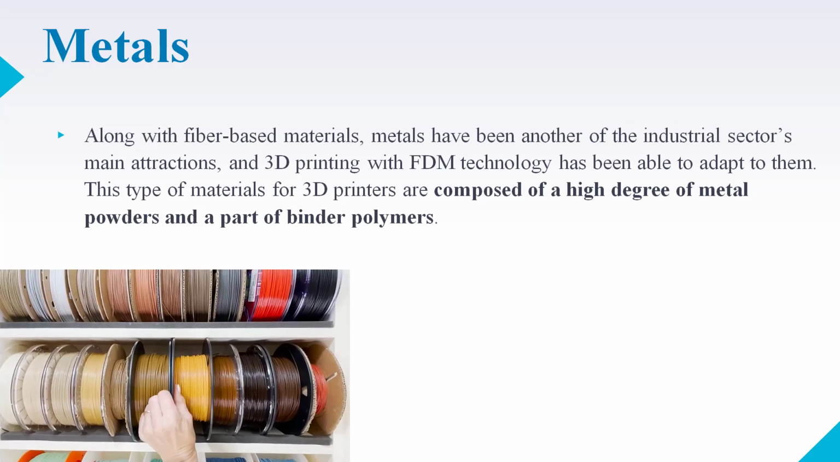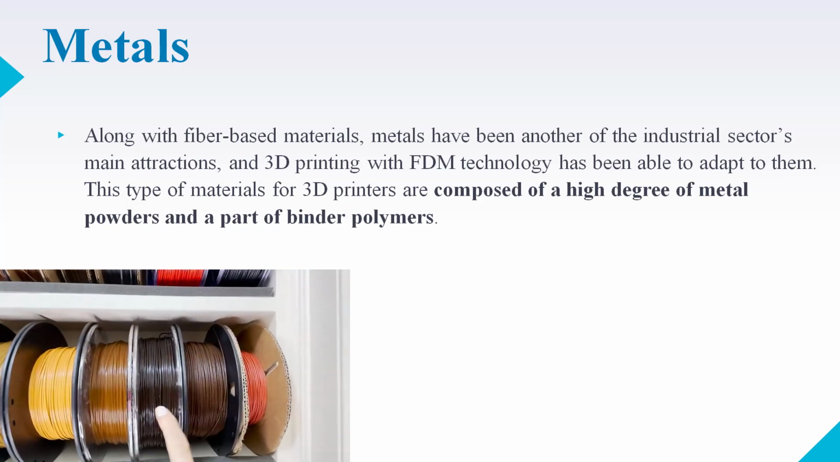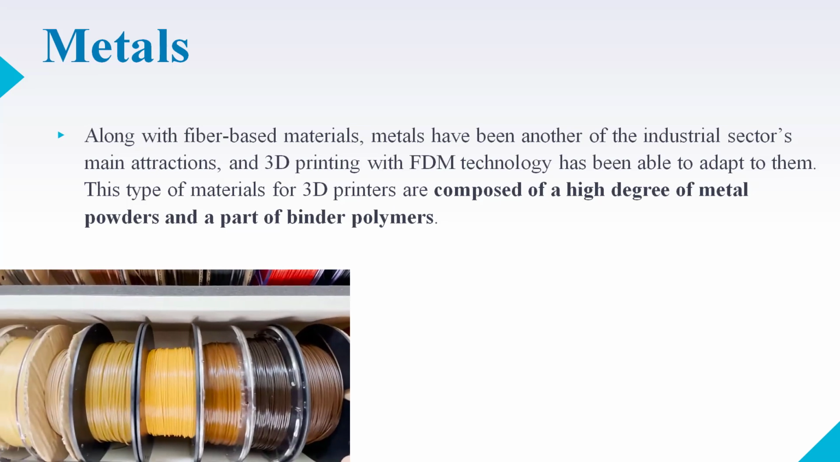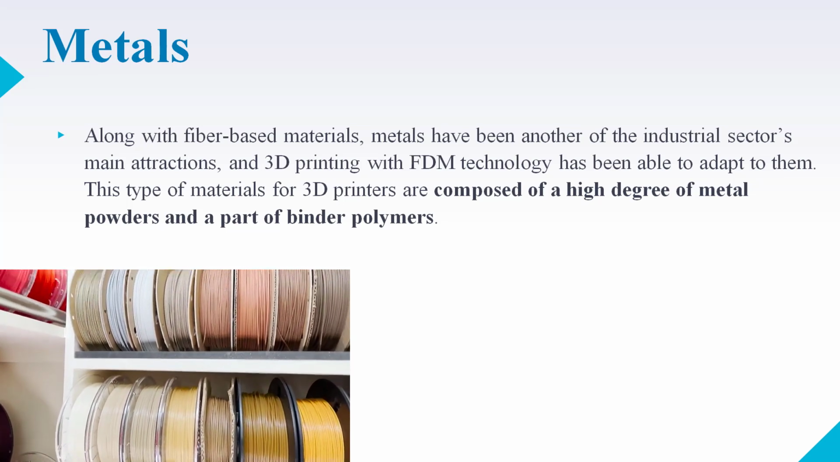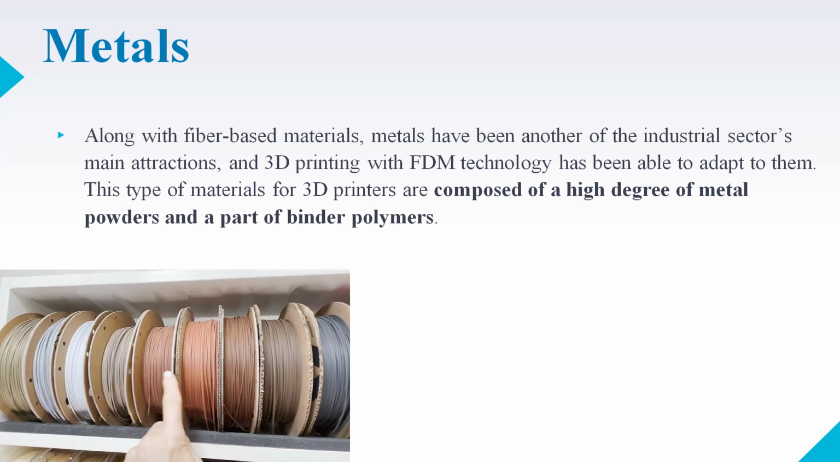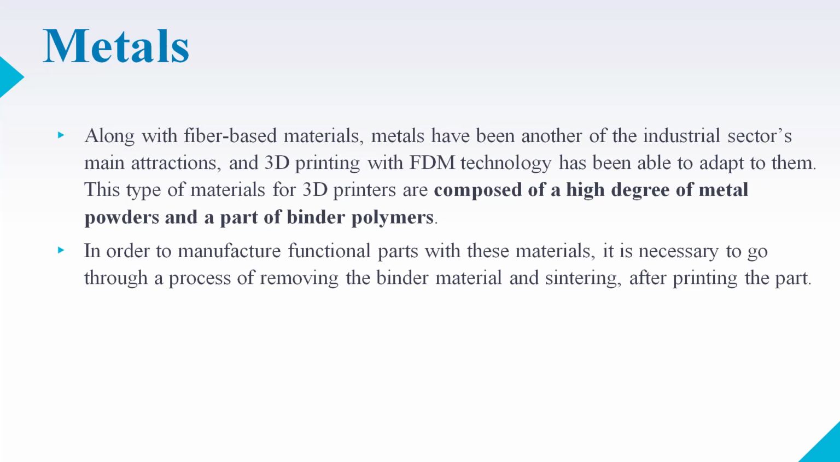Along with the fiber based materials, metals have been another of the industrial sector's main attractions, and 3D printing with FDM technology has been able to adapt to them. These types of materials for 3D printers are composed of a high degree of metal powders and a part of binder material that binds the powders together. In order to manufacture functional parts with these materials, it is necessary to go through a process of removing the binder material and sintering after printing the part.